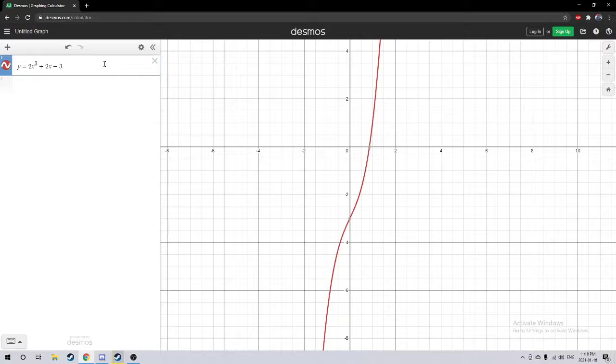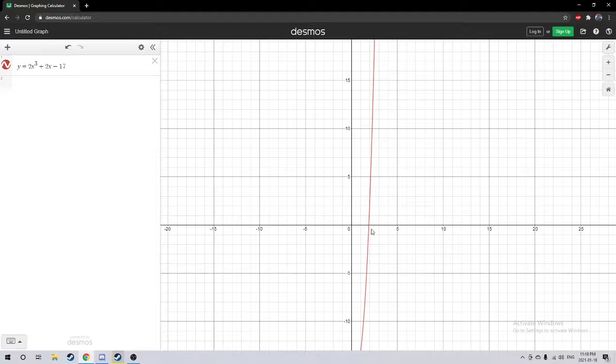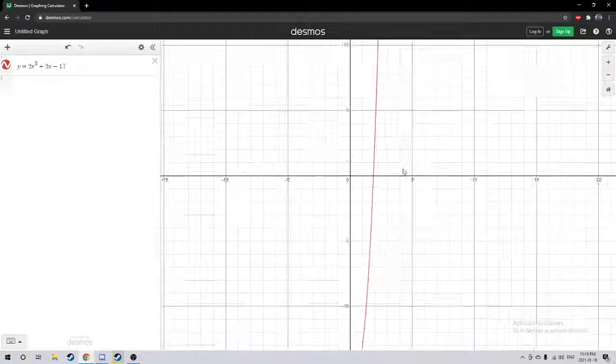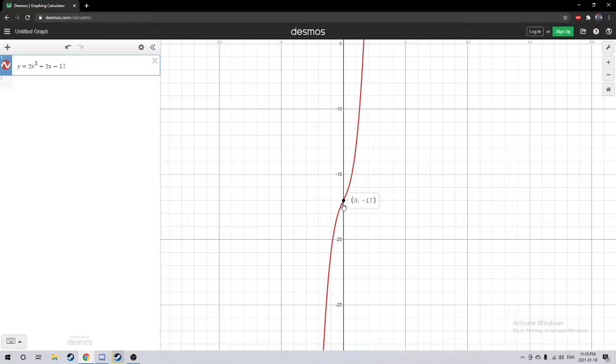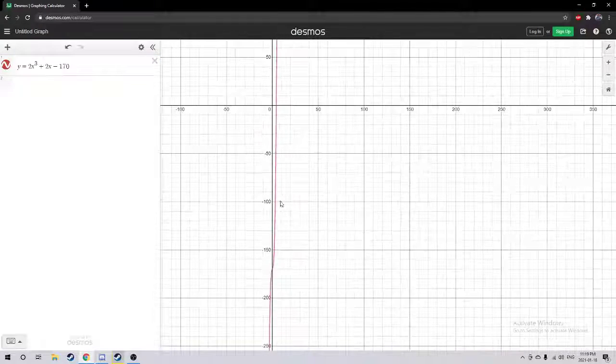Let me tell you, if you go minus 17, that shit goes crazy. I don't even know. You can find the x-intercept right here, 1.878. If you find the y-intercept, it's down here with a curve, minus 17, minus 117.